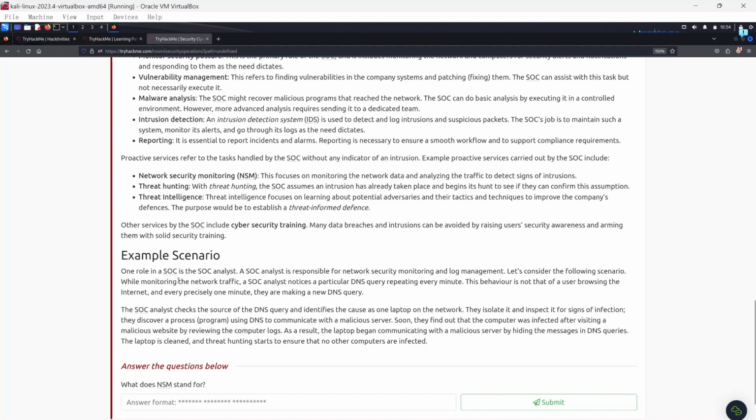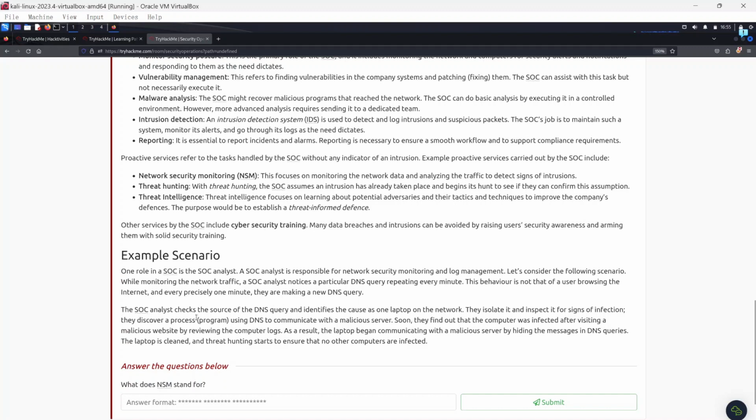Okay. Now, example scenario. One role in a SOC is the SOC analyst. Now, a SOC analyst is responsible for network security monitoring and log management. Now, let's consider the following scenario. While monitoring the network traffic, a SOC analyst notices a particular DNS query repeating every minute. This behavior is not that of a user browsing the internet, and every precisely one minute they are making a DNS query.